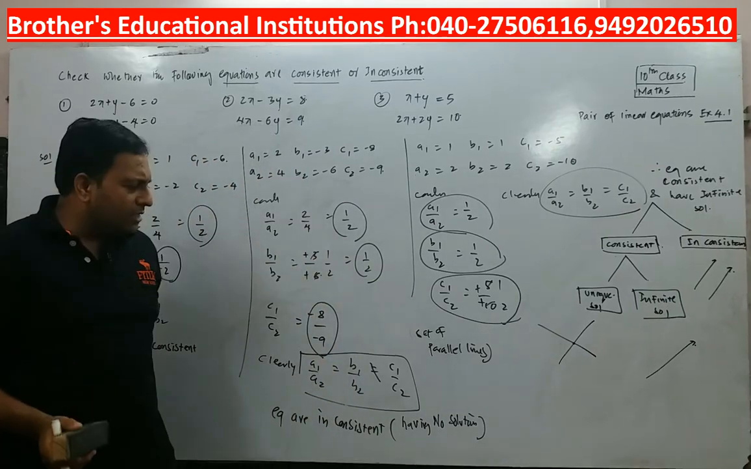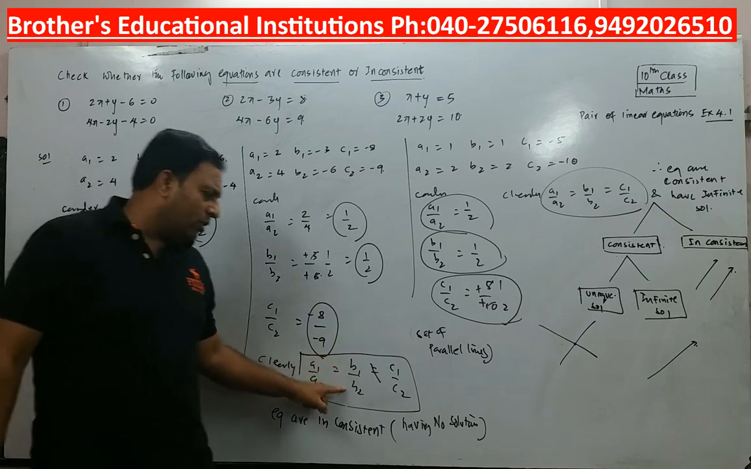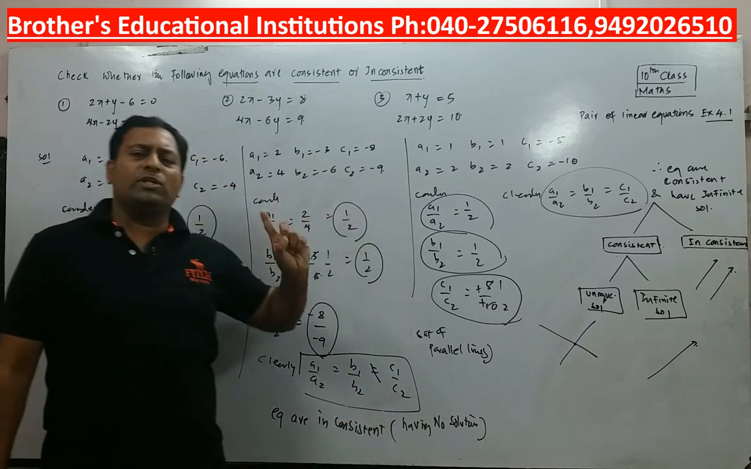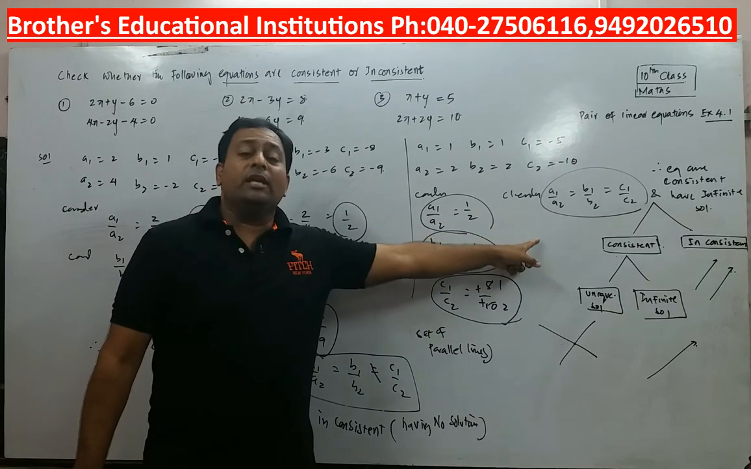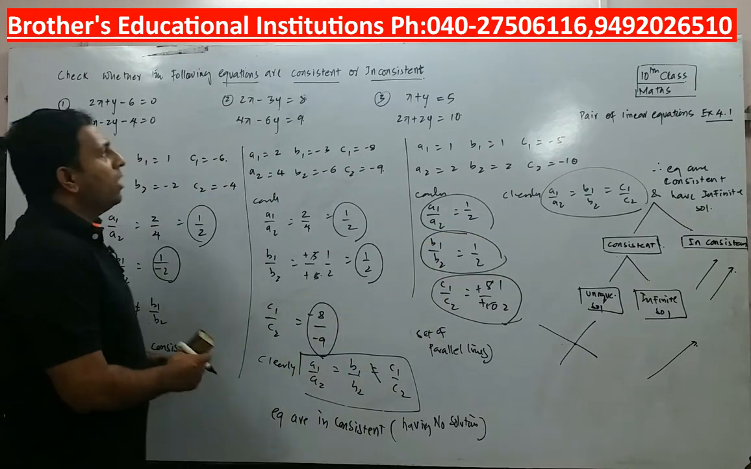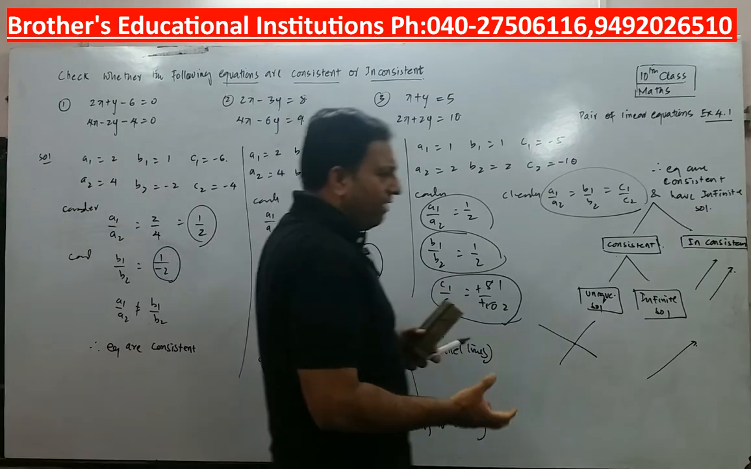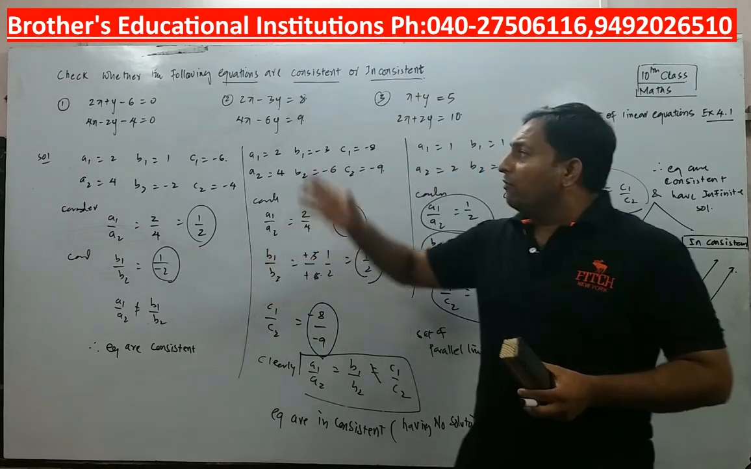Only in one case the equations are inconsistent. What is that case? A1 by A2 is equal to B1 by B2 but not equal to C1 by C2. In the remaining two cases the equations are consistent. First case, unique solution; second case, infinitely many solutions. So I am sure you understood. Without solving or doing them graphically, you are able to decide the nature of a pair of linear equations.